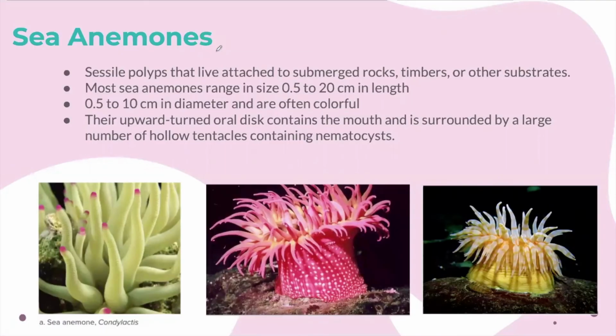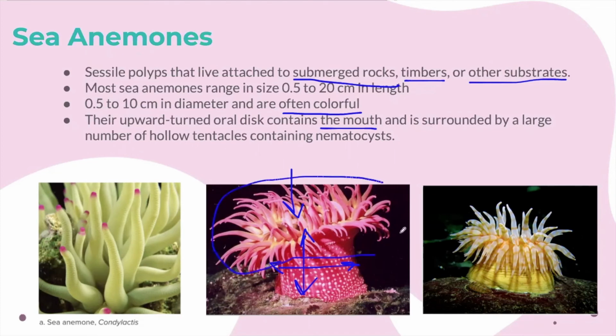The first cnidarian is sea anemones. Sea anemones are sessile polyps that live attached to submerged rocks, timbers, and other substrates. Most sea anemones range in size from 0.5 to 20 cm in length and 0.5 to 10 cm in diameter and are often colorful. For example, these three pictures show that they have a lot of colors. Next, their upward-turned oral disc contains the mouth and is surrounded by a large number of hollow tentacles containing nematocysts. As you can tell from the picture, the tentacles contain nematocysts inside them.